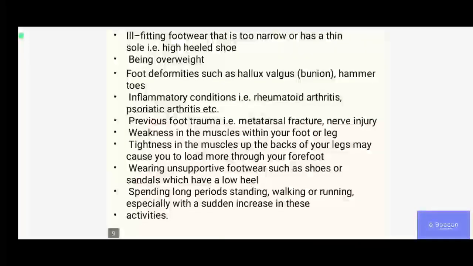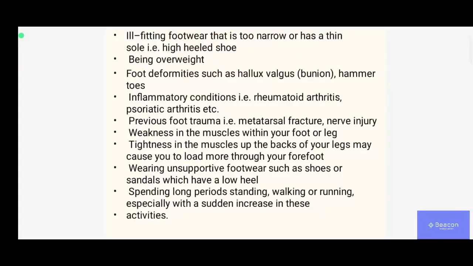Risk factors include ill-fitting footwear that is too narrow or has a thin sole, that is high-heeled shoes, being overweight, foot deformities such as hallux valgus and hammer toes, inflammatory conditions that is rheumatoid arthritis, psoriatic arthritis, etc., previous foot trauma that is metatarsal fracture, nerve injury, weakness in the muscles within your foot or leg, and tightness in the muscles up the back of your leg, which may cause you to load more through your forefoot.